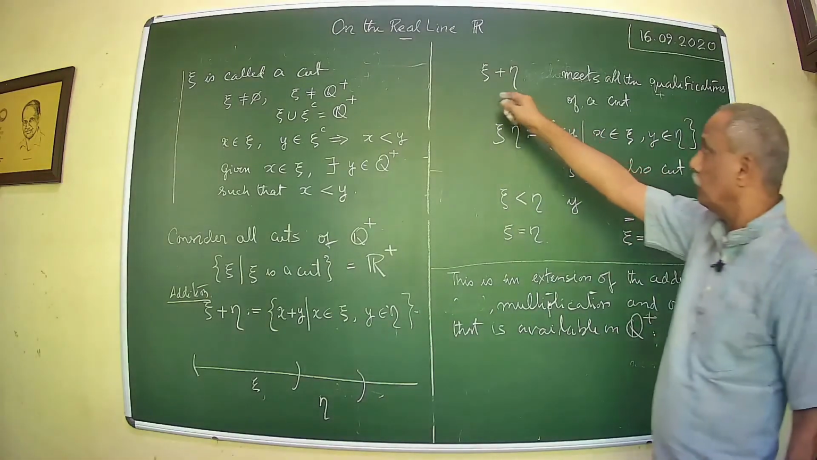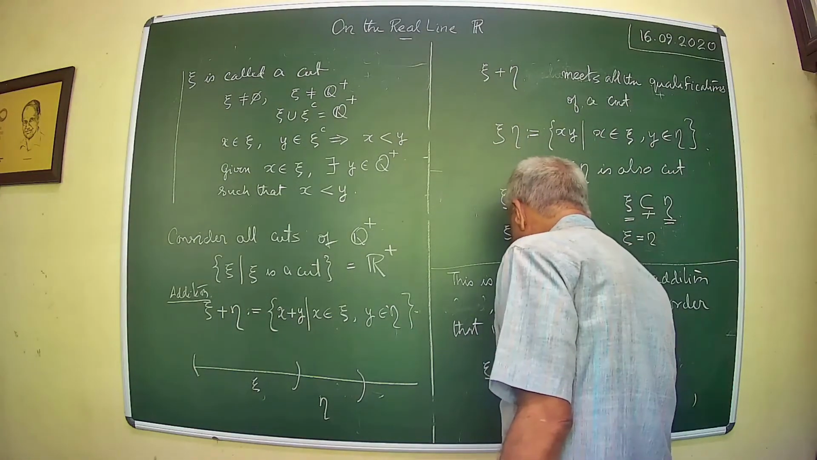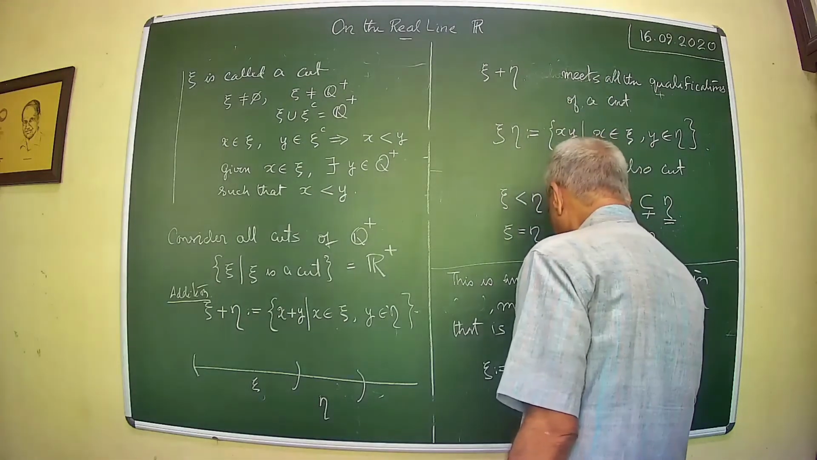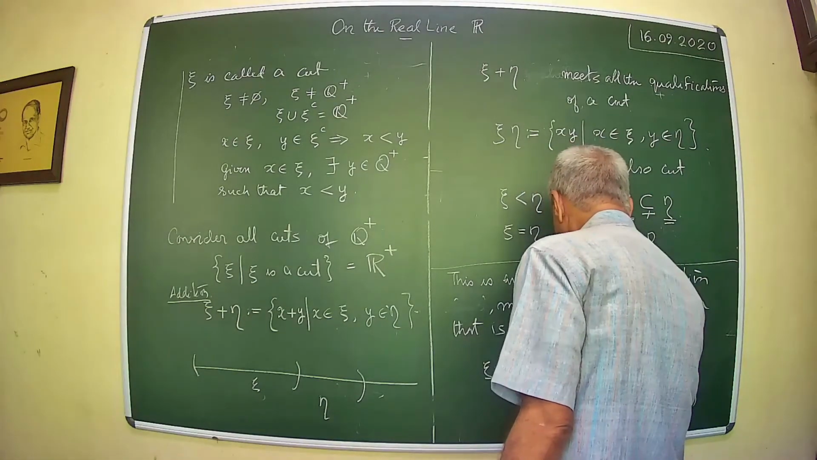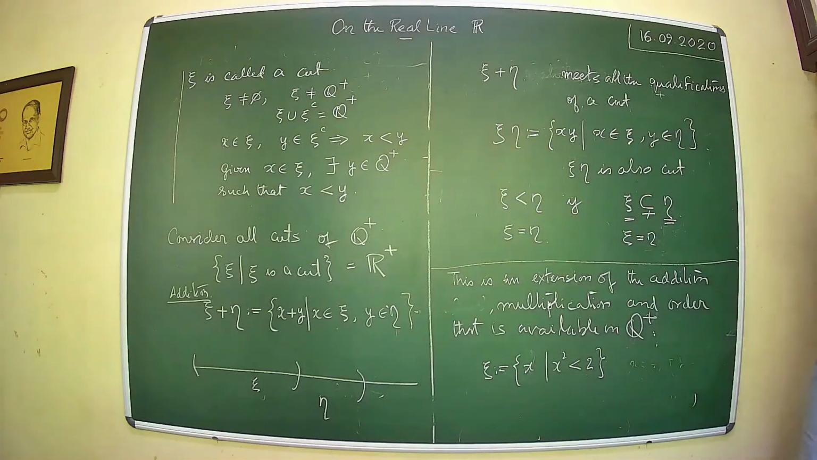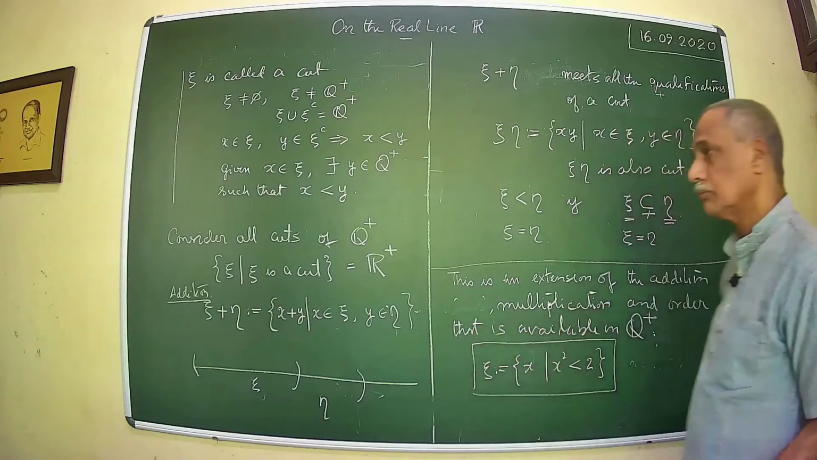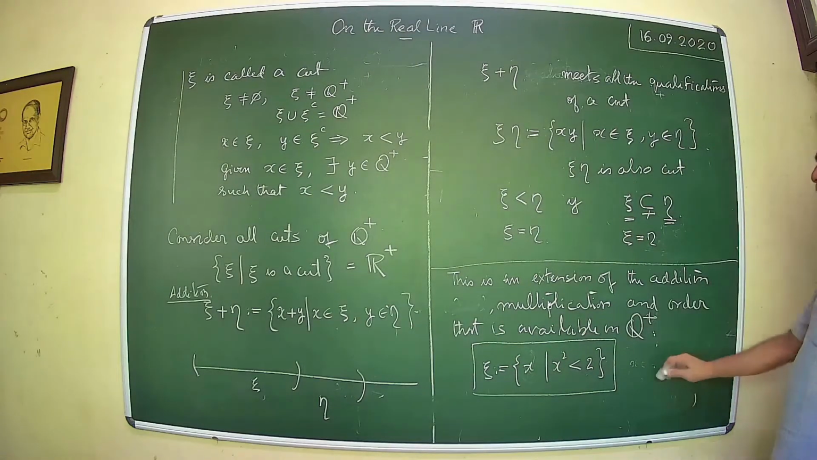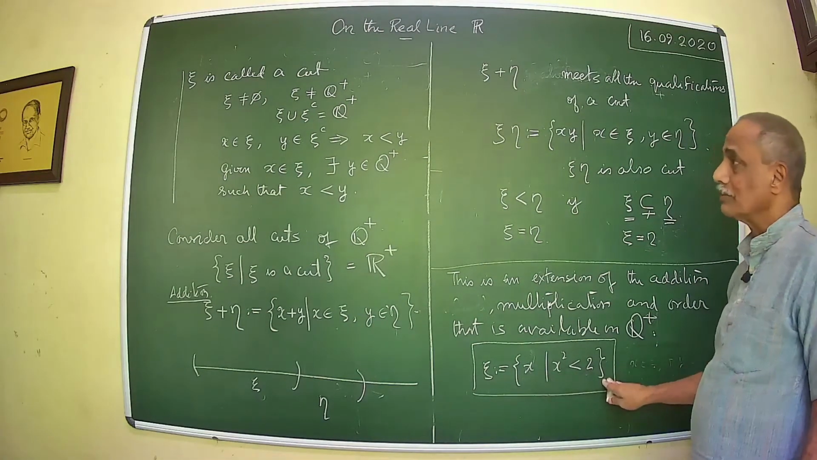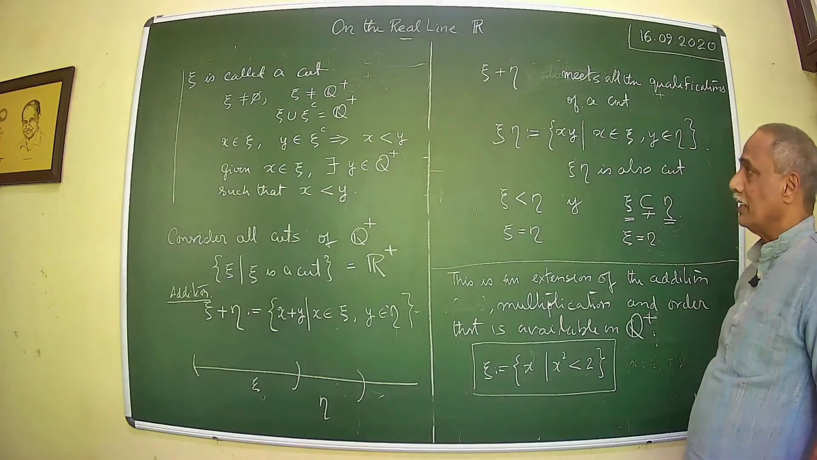Now you see, how sure are you that you get some new objects? For instance, you look at this one. Define psi as a set of all x for which x is less than 2. Now, is this a cut? That's the problem. It's when you have to verify each one of these properties. That this collection is non-empty. This is not the whole of Q plus. Then if x belongs to psi, then y belongs to psi complement, then x is less than y.